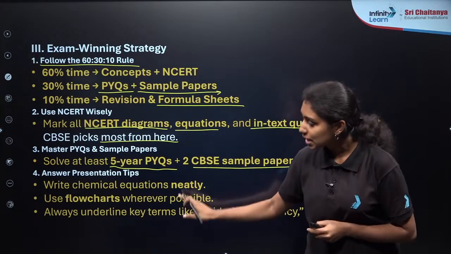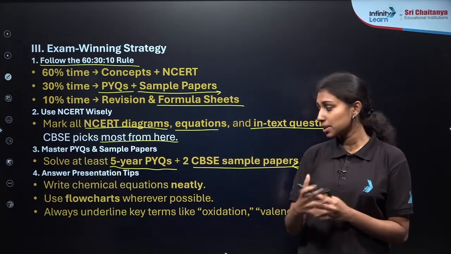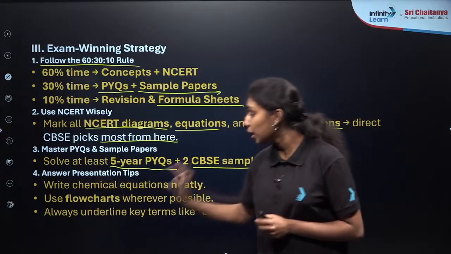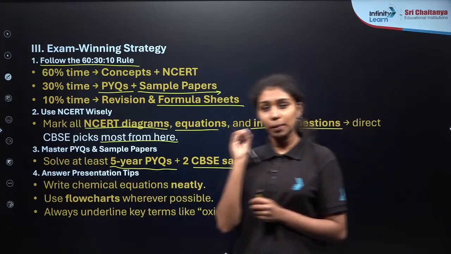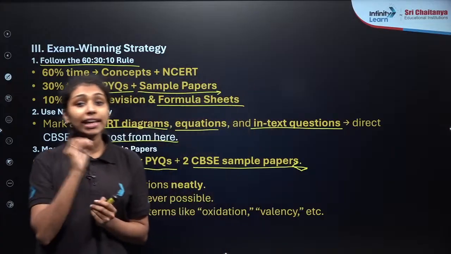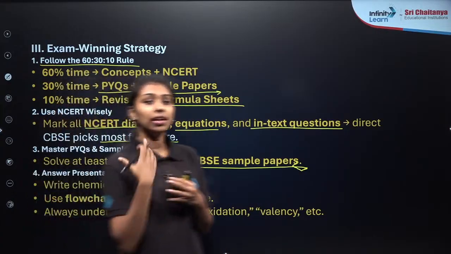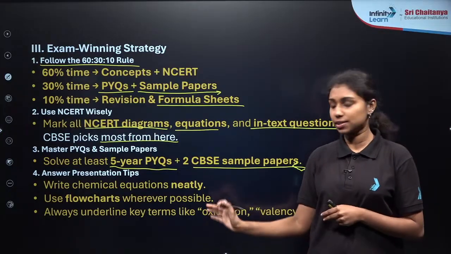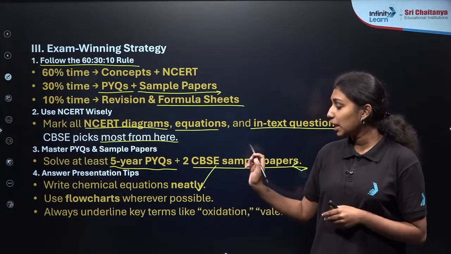So while completing all the chapters, what are our presentation tips? If you are appearing for the examination, the first thing you have to do is write the chemical equations neatly. If you are writing the balanced chemical equation, write the equations neatly. That will help the examiner get a proper identification of the chemical reactions. So the first tip is to write the chemical equations neatly.